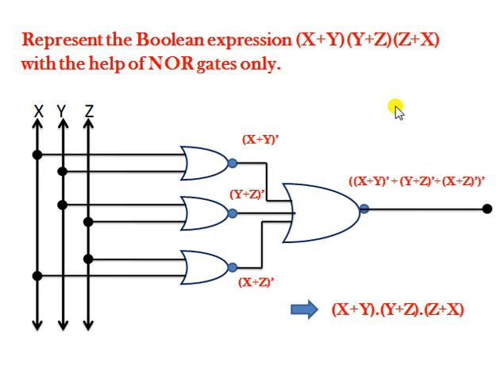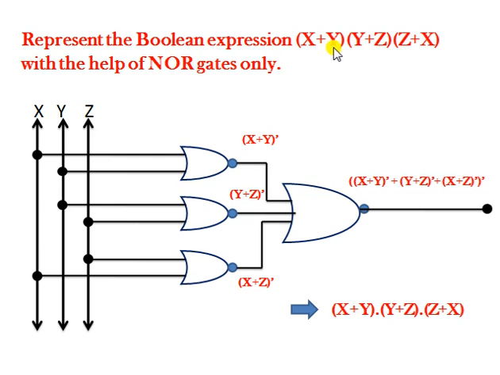Now we represent the Boolean expression with the help of only NOR gate. See, we are now using only NOR gate, because we have to draw the logic circuit with the help of only NOR gate. See, the expression is x plus y dot y plus z dot z plus x.